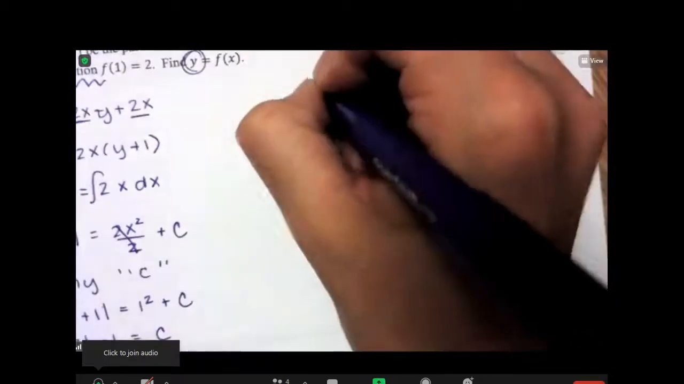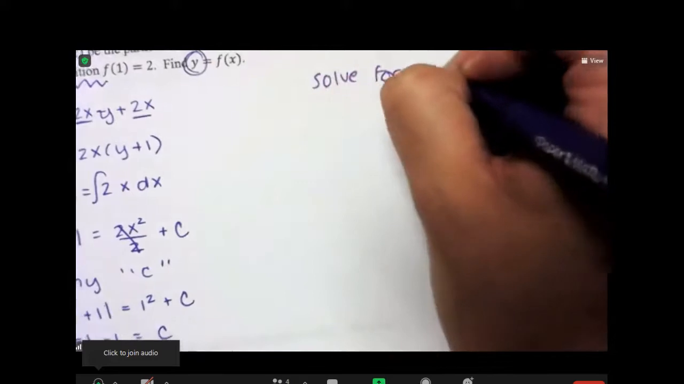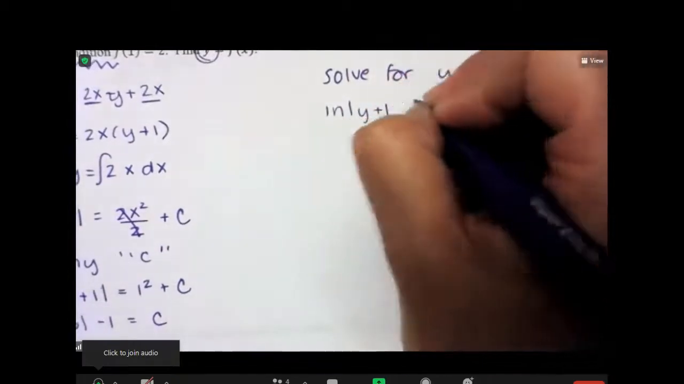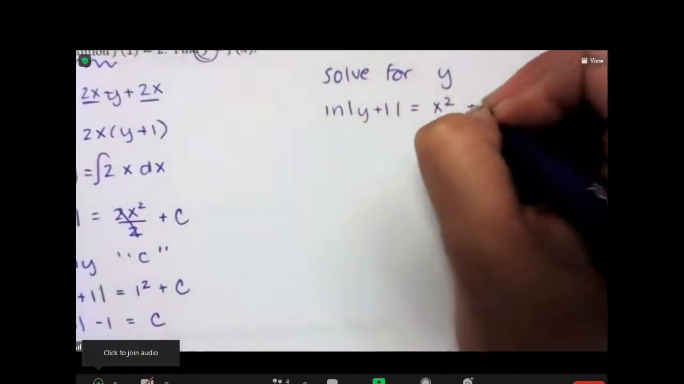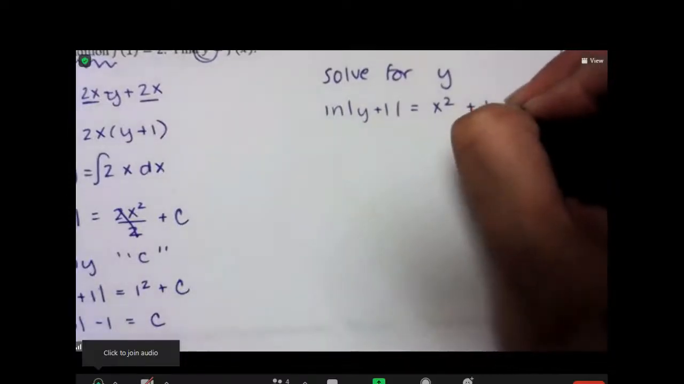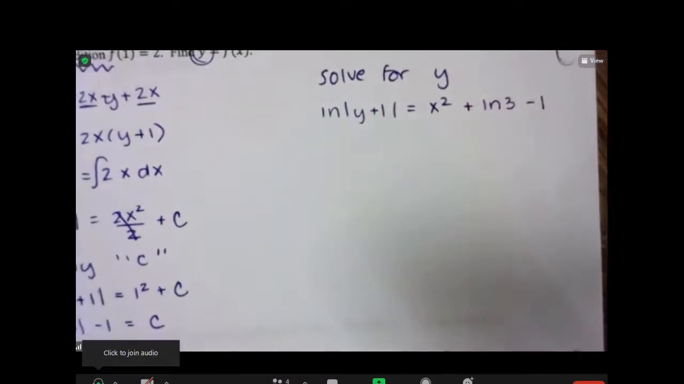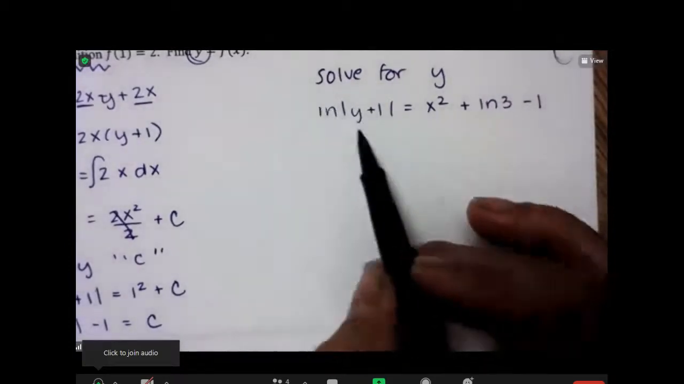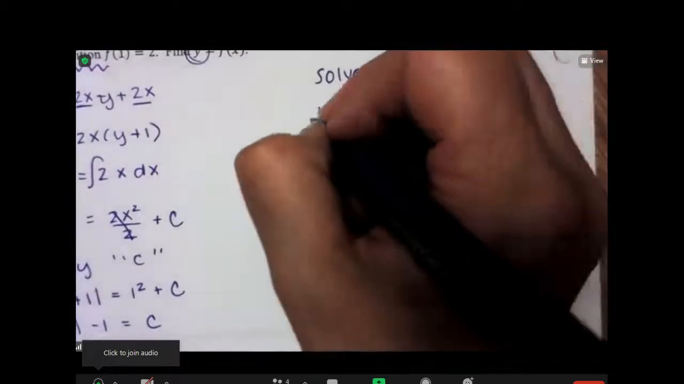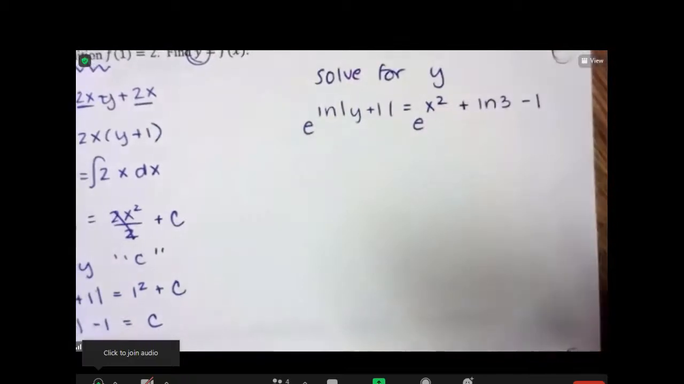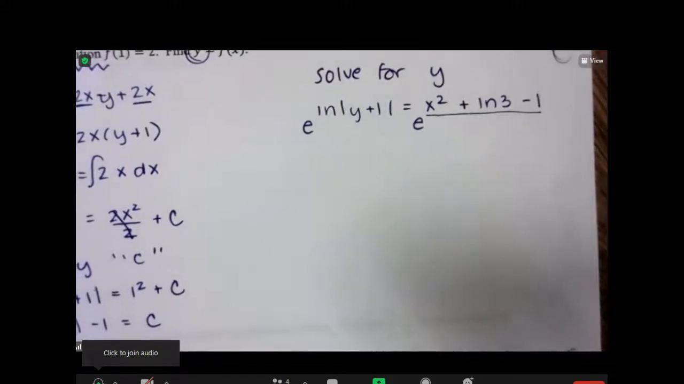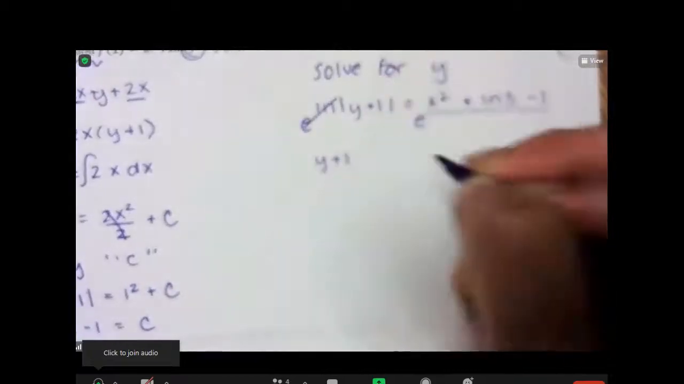So now we're going to solve for y. So you have ln y plus 1 equals x squared plus natural log 3 minus 1. To get rid of a natural log on the y, we're going to e both sides, which means everything over here on the left becomes a power of e. So you get left with y plus 1.